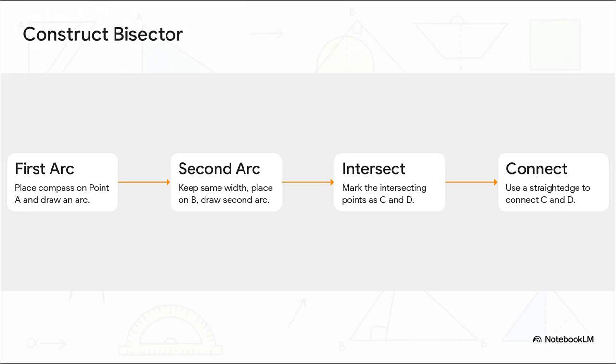Step 2, and listen, this is absolutely critical. You keep the exact same compass width, place the sharp point on point B, and draw a second arc. Step 3, look at where those two sweeping arcs cross each other and mark those intersecting points as C and D. Finally, step 4. Take your unmarked straightedge and draw a straight line connecting C and D. Boom! You have just constructed a perpendicular bisector.